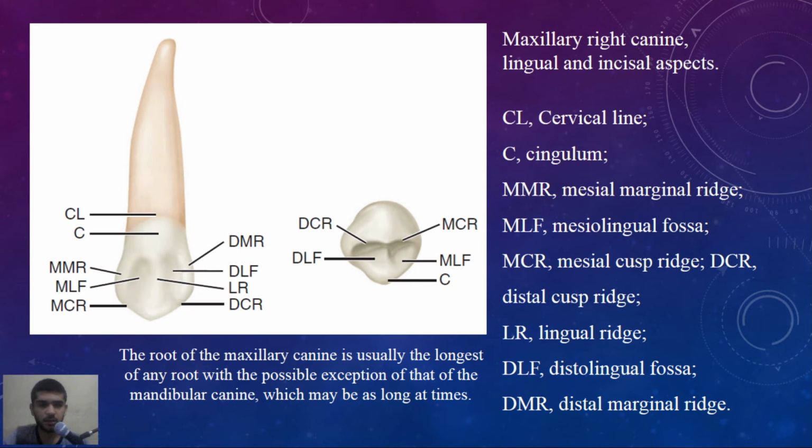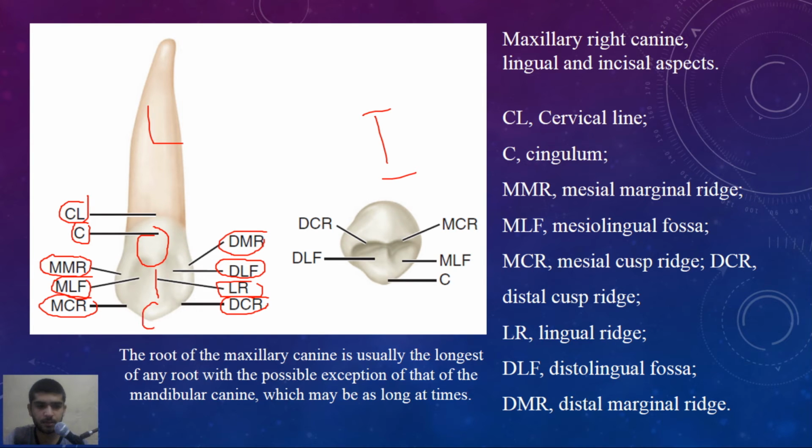As you can see here, we will review our landmarks from a lingual aspect and from an incisal aspect. From the lingual aspect, we can see the cervical line, the cingulum, the mesial marginal ridge, and the distal marginal ridge, the mesial lingual fossa and the distal lingual fossa, the mesial cusp ridge and the distal cusp ridge, and we can see the lingual ridge, which connects the cingulum to the cusp tip.